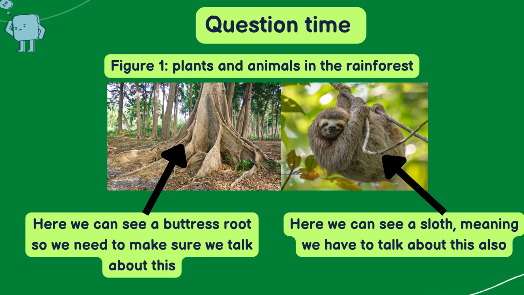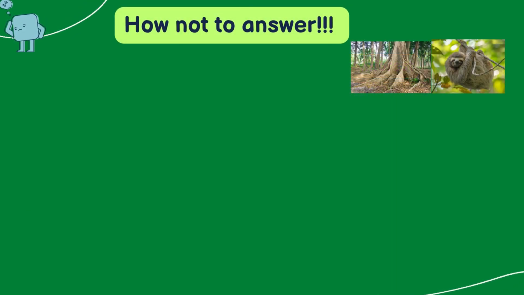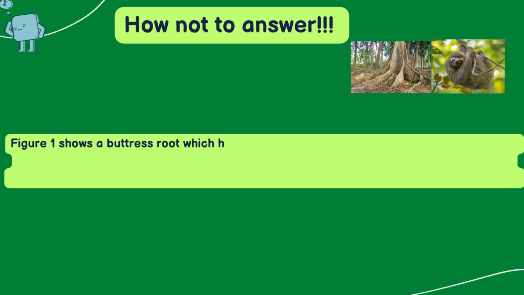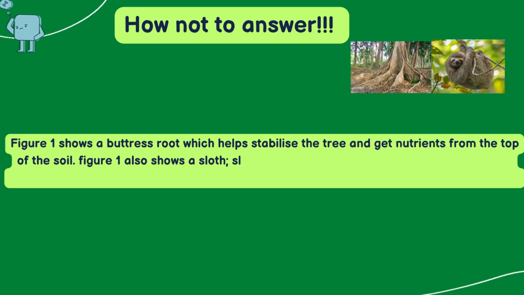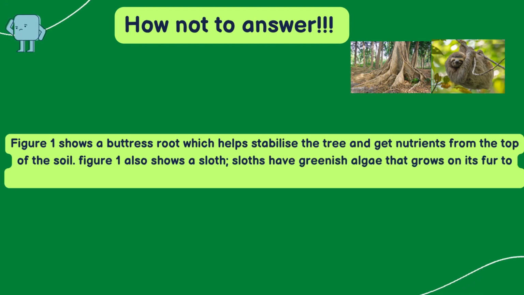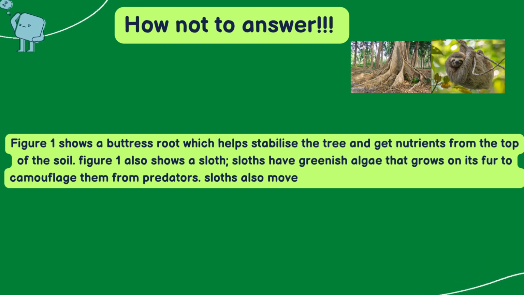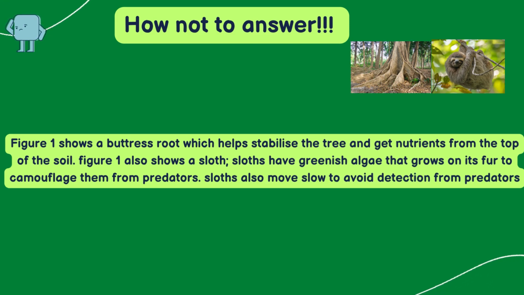So, let's take a look at how not to answer this question. Figure 1 shows a buttress root, which helps stabilize the tree and get nutrients from the top of the soil. Figure 1 also shows a sloth. Sloths have greenish algae that grows on its fur to camouflage them from predators. Sloths also move slow to avoid detection from predators. Now, on the face of things, this might seem a good answer, but there's quite a lot missing. So to perfect this answer, this is what we need to do.